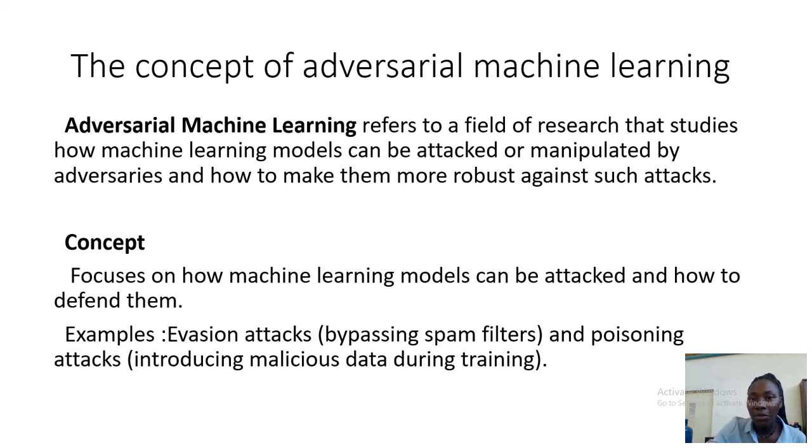So we shall talk about the concept of adversarial machine learning. Adversarial machine learning refers to a field of research that studies how machine learning models can be attacked or manipulated by adversaries and how to make them more robust against such attacks. The concept focuses on how machine learning models can be attacked and how to defend them. For example, we have evasion attacks, like bypassing spam filters, and poisoning attacks. I gave two, but there are more than two.